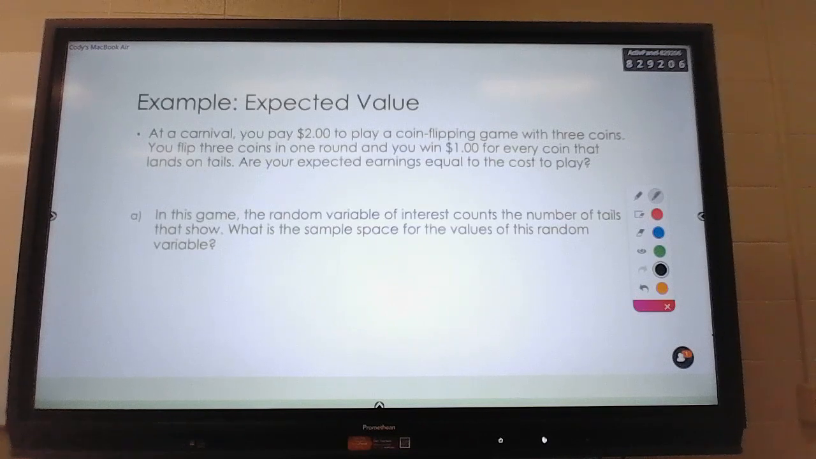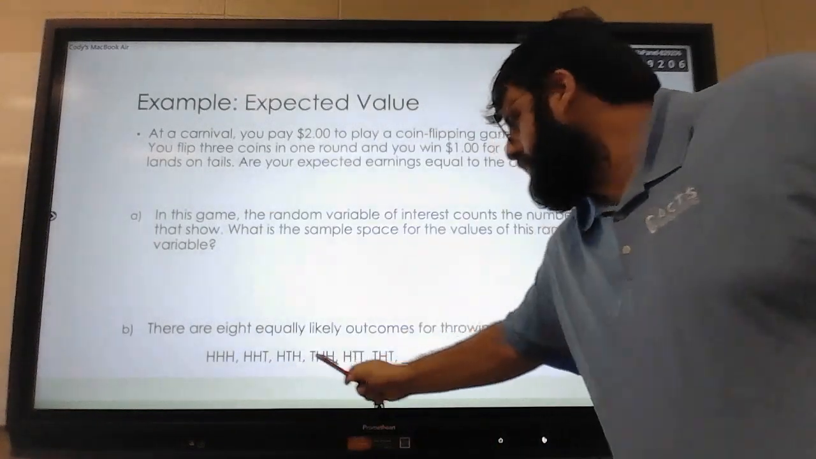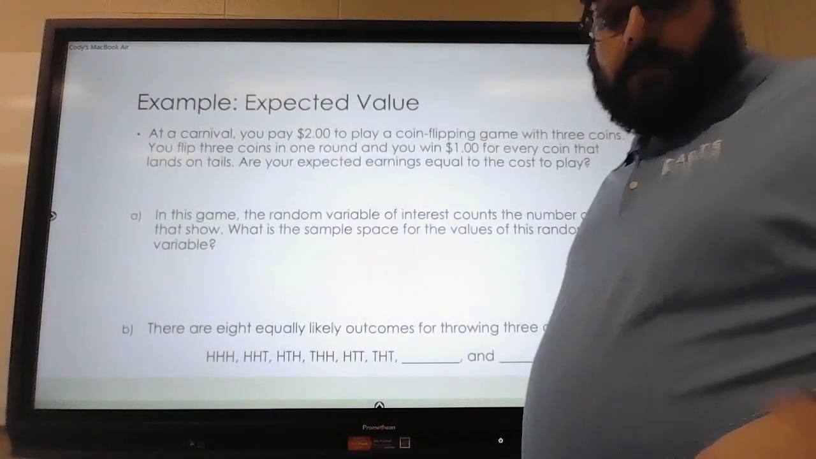Okay. Well, what's the variable in this game? The variable counts the number of tails that show. So what is the sample space for the values of this random variable? At the same time, we're going to go ahead and count up the sample space while we're at it. There are 8 equally likely outcomes for throwing 3 coins in 1 round. All 3 of them could be heads, 1 of them could be tails, 2 of them could be tails, or all 3 could be tails.